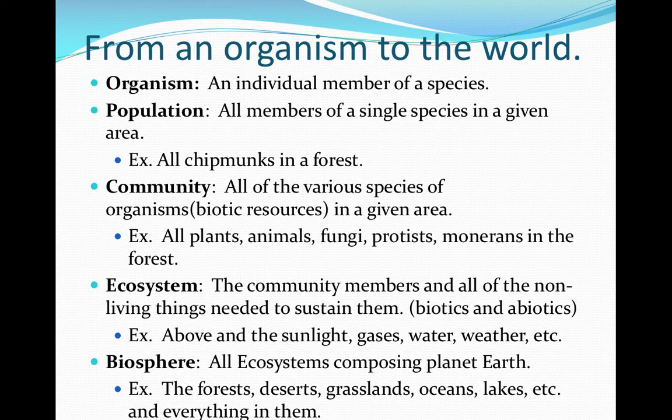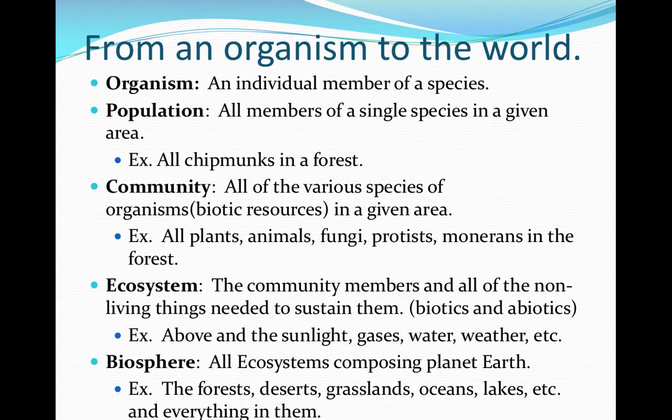And the ecosystem is everything that's in the community, so all of the community members, the living things, and all of the non-living things that are needed to sustain them. So the living things are the biotics, the non-living things are the abiotics. And what do we mean by abiotics or non-living? Well, the example tells you sunlight, gases, water, weather, etc. So anything that you or an animal or a plant might need to survive would be included in the ecosystem. So that is the water, that is the oxygen, the carbon dioxide, the temperature, the weather, all that stuff that's not living, that living things couldn't live without.